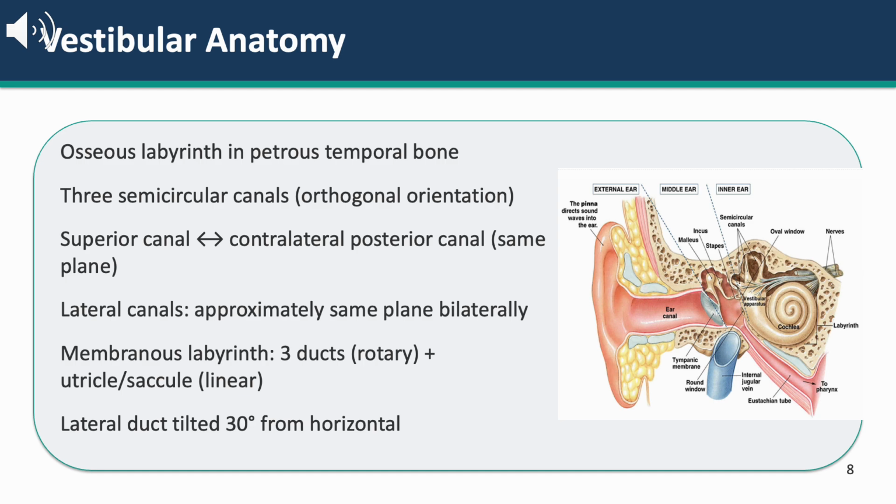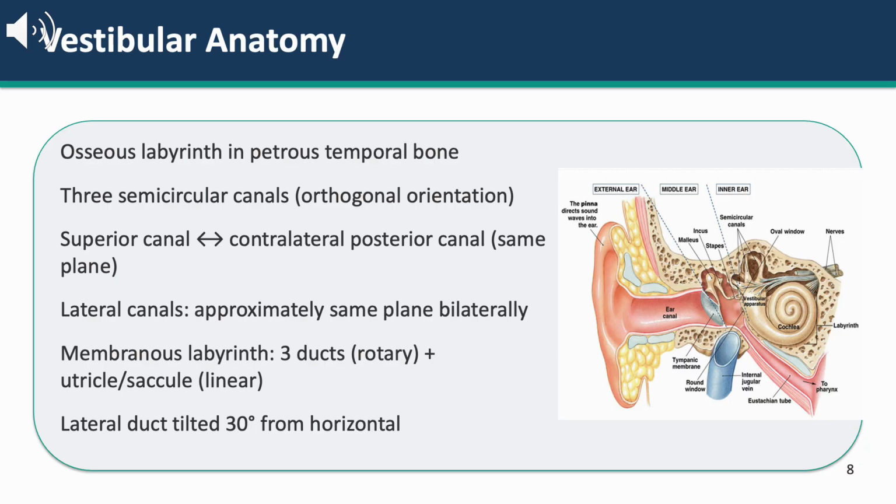The membranous labyrinth lies within the osseous labyrinth and includes the three semicircular ducts for sensing rotary motions of the head and the utricle and saccule for sensing linear accelerations. An important clinical detail is that the lateral or horizontal duct is actually tilted 30 degrees from the horizontal plane. The head must be tilted 30 degrees forward from upright to make the duct orientation truly horizontal. This is why we position patients with the head tilted forward during caloric testing.